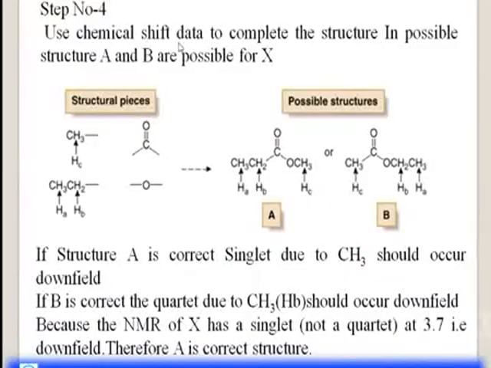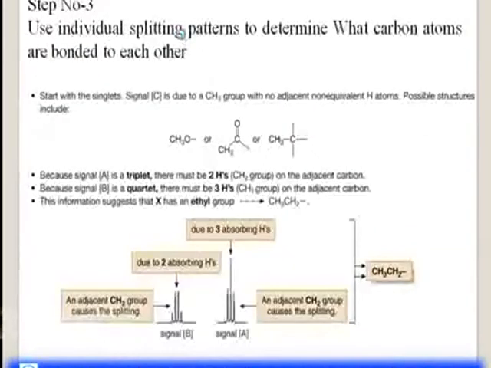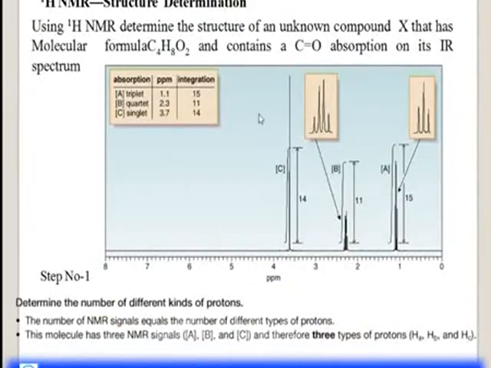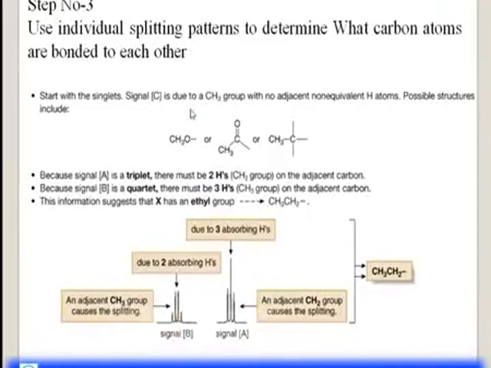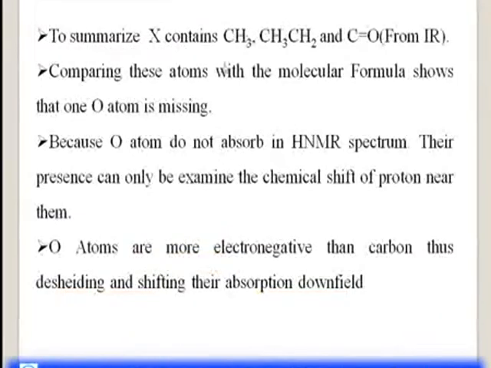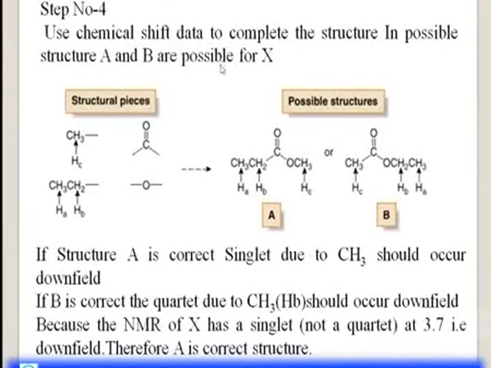Now step number 4, use chemical shift data which we have observed. You can see the chemical shift data. The singlet absorbed at 3.7, the quartet absorbed at 2.3, and the triplet absorbed at 1.5. With the help of the rule about which protons are shielded and which are de-shielded, we can analyze the structural pieces and the possible structure for compound X. Use chemical shift data to complete the structure.